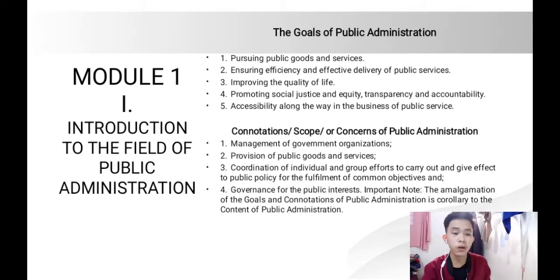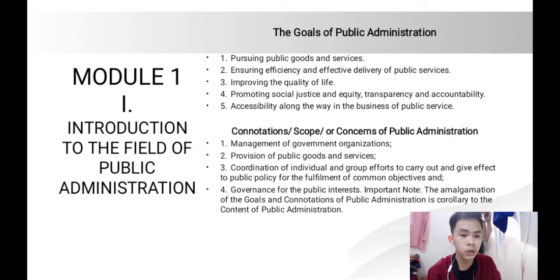So let's now move on to the connotations, scope, and concern of public administration. It is divided into four main points. First, management of the government organization. Second, provision of public goods and services. Third, we have the coordination of individual and group effort to carry out and give effect to public policies for the fulfillment of common objectives. And lastly, we have the governance of the public interests.